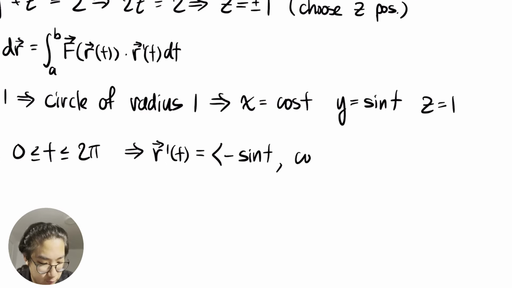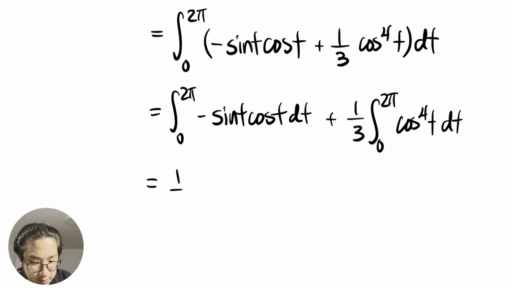Let me just check my computations here. Okay, this first portion is not too bad to calculate. This right here is the exact derivative of 1/2 cos squared t. So 1/2 cos squared t evaluated from 0 to 2 pi. And again we can check: take the derivative, we get 2 cos t times negative sine t, the 2s cancel out, and we have negative sine t cos t.